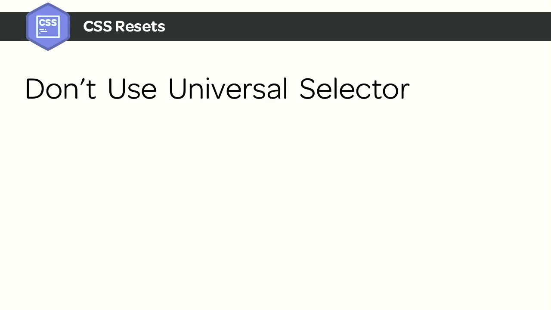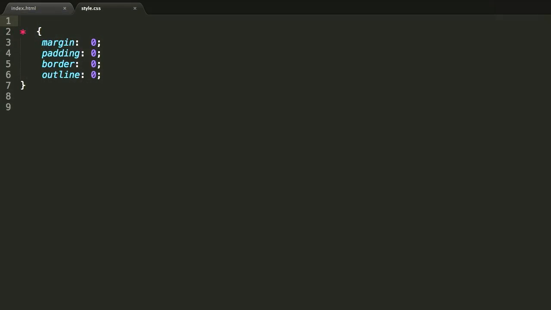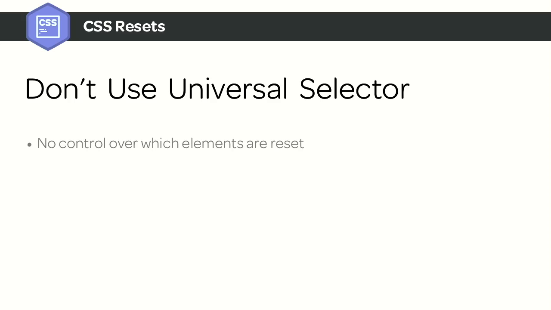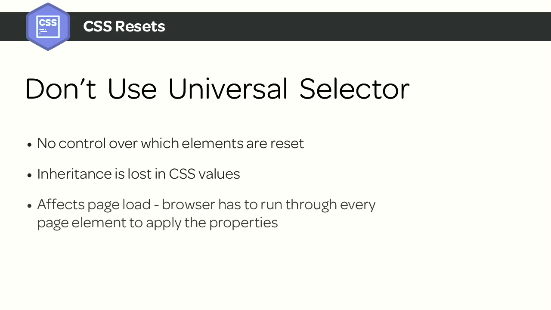The method we should avoid for CSS resets is using the universal selector. When using that universal selector, we have no control because we lose inheritance in CSS values from parent to child elements. It trumps any form of inherited style. Now, because of that, we'll need to write a lot of extra CSS to define a property for both the parent and the child element.